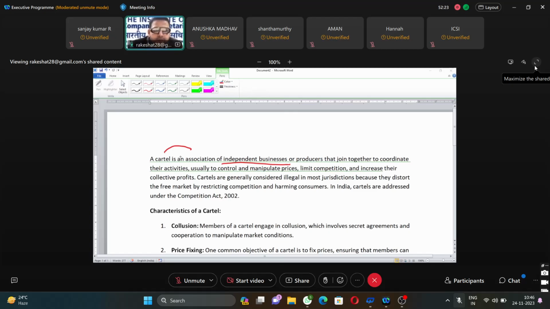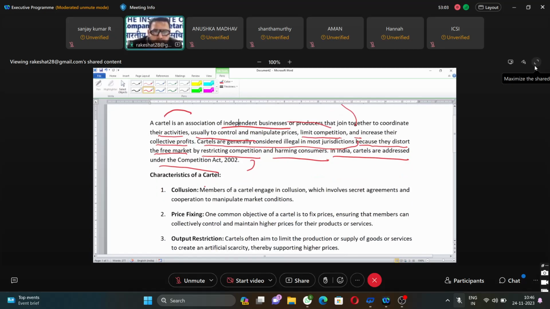So what is a cartel? A cartel is an association of independent businesses or producers that join together to coordinate their activities, usually to control and manipulate prices, limit competition, and increase their collective profits. Cartels are generally considered illegal in most jurisdictions because they distort the free market by restricting competition and harming consumers. In India, cartels are addressed under the Competition Act. What are the characteristics of cartels?